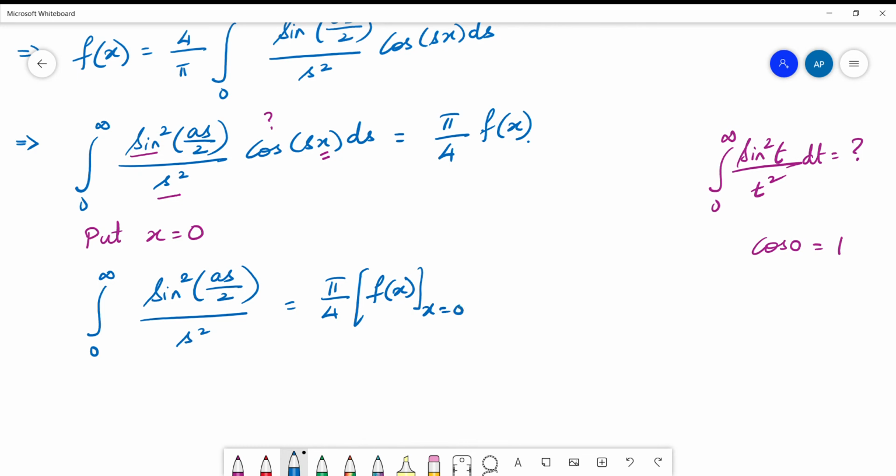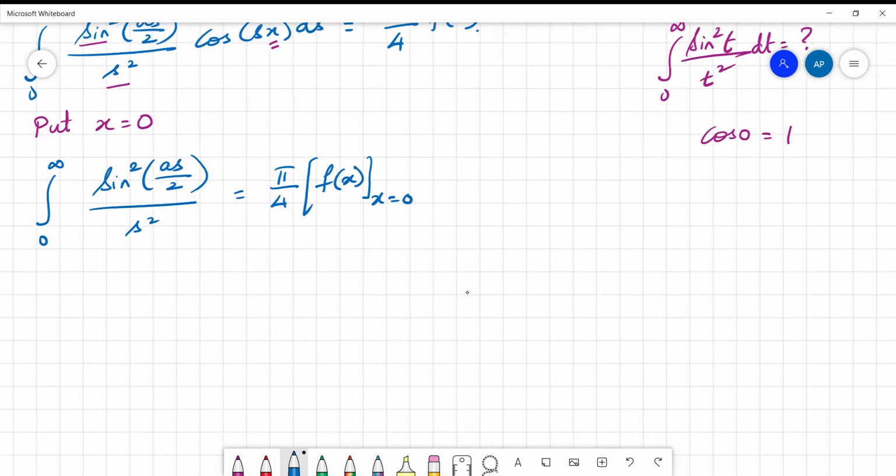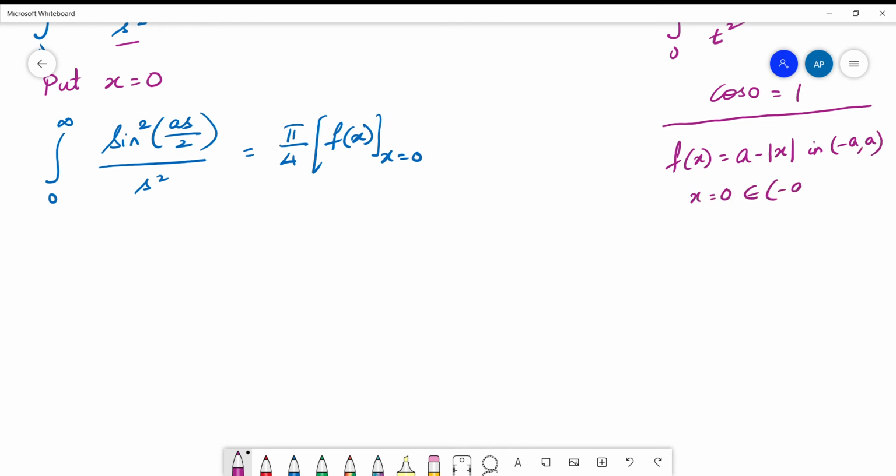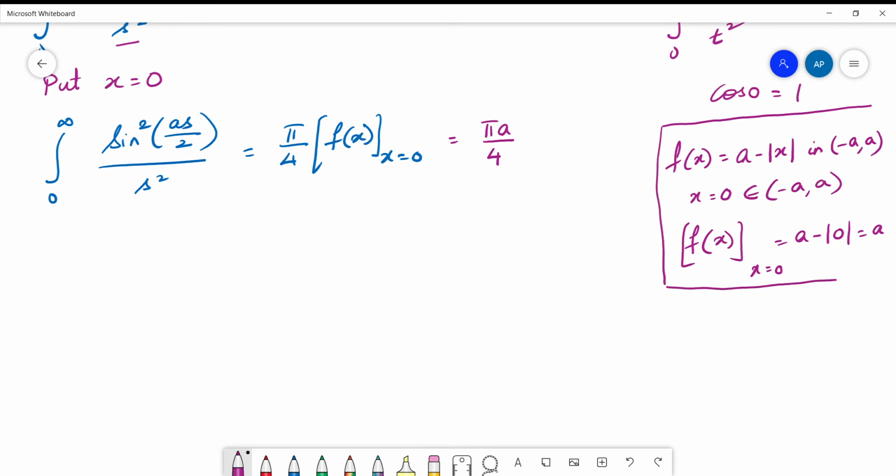Now, when I say x equal to 0, substitute. What is that f of x at x equal to 0? Let's go back to our function. What is f of x given to be? F of x is given to be a minus mod x in the interval minus a to plus a. So, x equal to 0 is definitely belonging to minus a to a, and therefore f of x at x equal to 0 is simply a minus mod 0, which is a. So this result that I have is simply equal to pi a by 4.